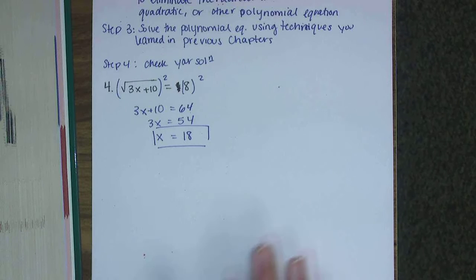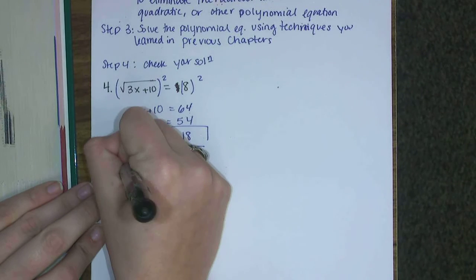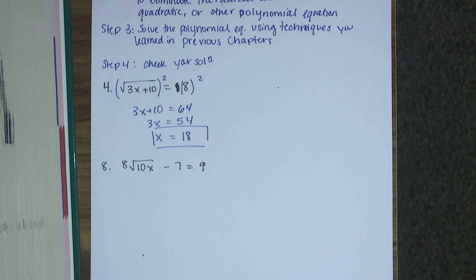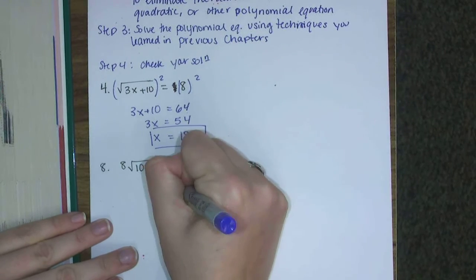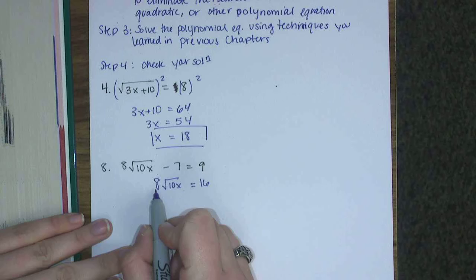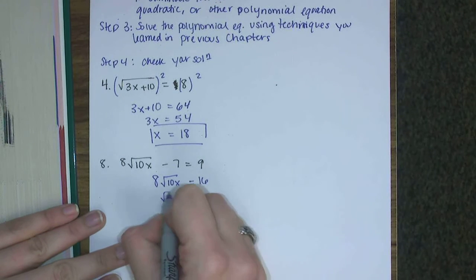Let's see. Try to get something a little harder here. Number 8 looks good. 8 times the square root of 10x minus 7 is equal to 9. So, I can't square it first because I have a lot of other stuff being done. So the first thing I need to do is add 7 over. So 8 times the square root of 10x is equal to 9 plus 7, which is 16. Now I can divide by 8. So the square root of 10x is equal to 16 divided by 8, which is 2.